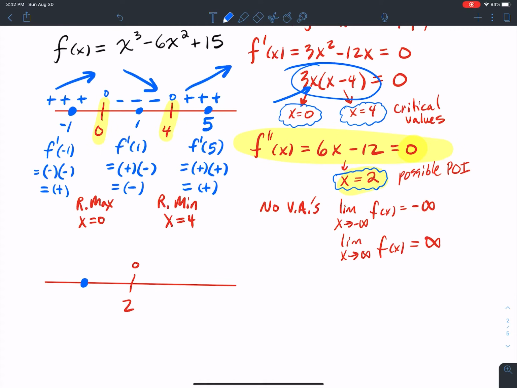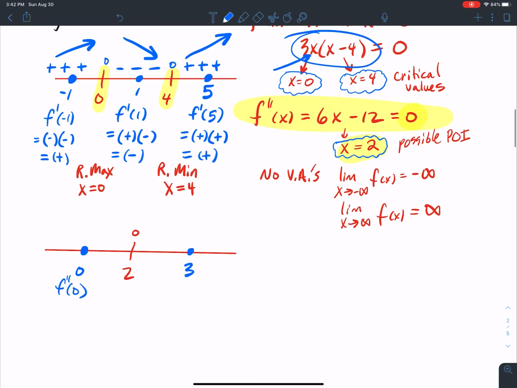So I need to find critical points on both sides. So pick a number smaller than 2, I pick 0. Pick a number bigger than 2, I pick 3. So if I plug in f double prime of 0, what do I get? Well, if I plug in 0 here, I get 6 times 0 is 0 minus 12. That's a negative number.